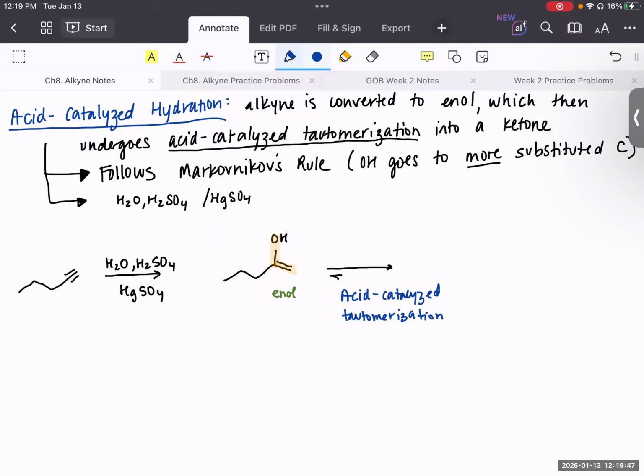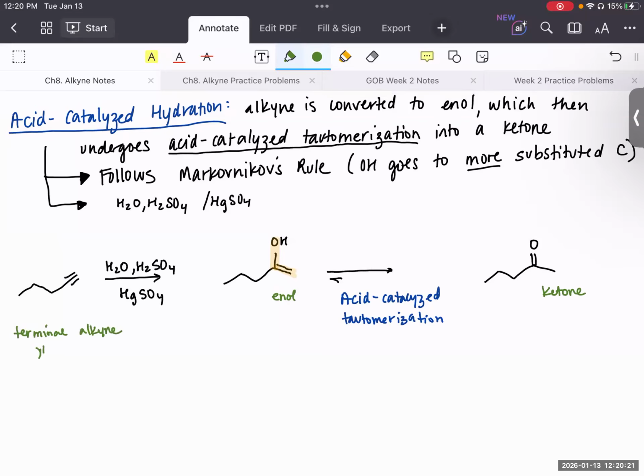And again, the video linked below is going to go through the mechanism for base-catalyzed versus acid-catalyzed and compare the two different steps within the reactions. All right, so after we undergo that tautomerization, we end up with a ketone in this one. And so our final product will be that ketone that's internal. And so altogether, what we get is that a terminal alkyne yields a single product, which is a ketone.